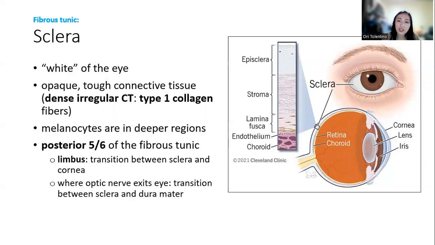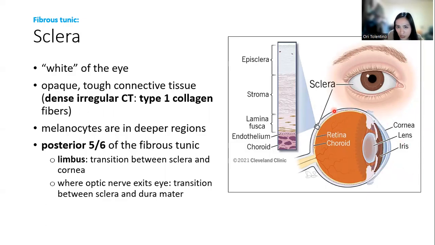It's a dense, irregular connective tissue rich in type 1 collagen fibers. Although it is white, we can still find melanocytes in the deeper regions like in the lamina fusca. No need to remember the three layers of the sclera. Just remember the sclera is made up of dense irregular connective tissue, type 1 collagen. The sclera makes the posterior 5/6 of the fibrous tunic, and the other 1/6 is the anterior, which is the cornea that we will discuss later.